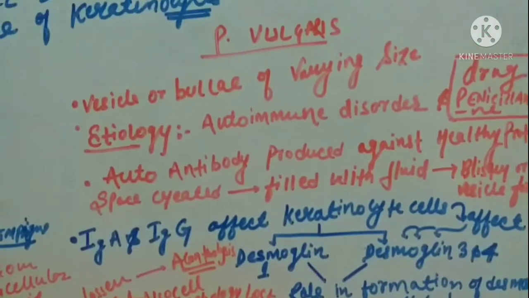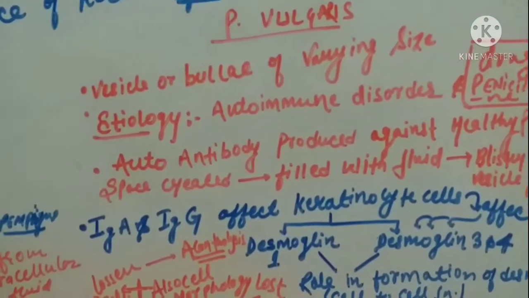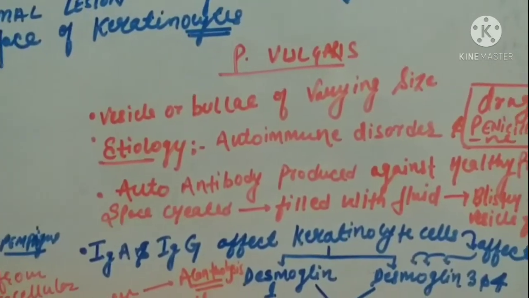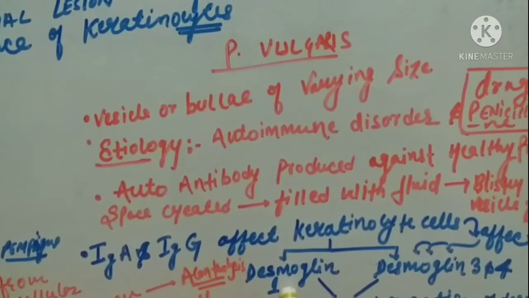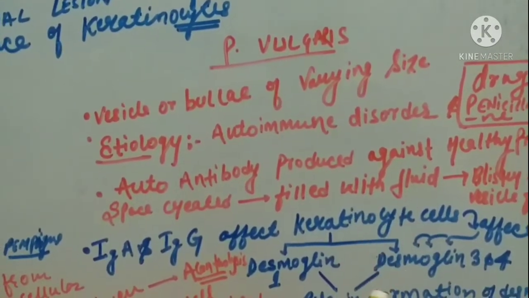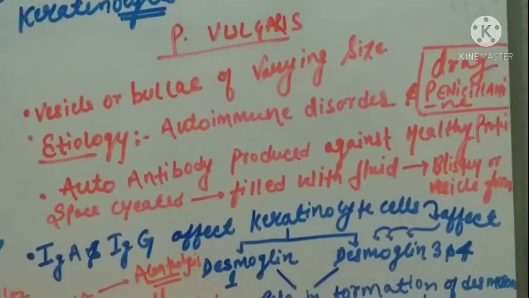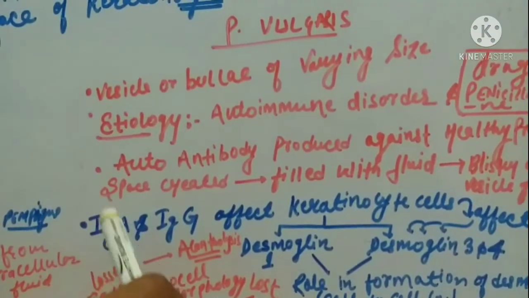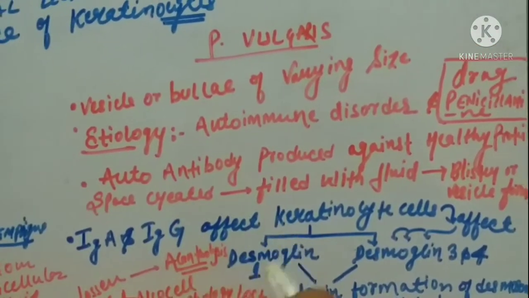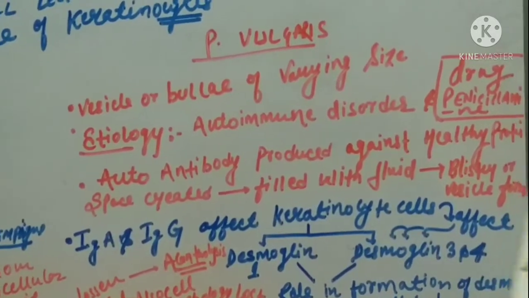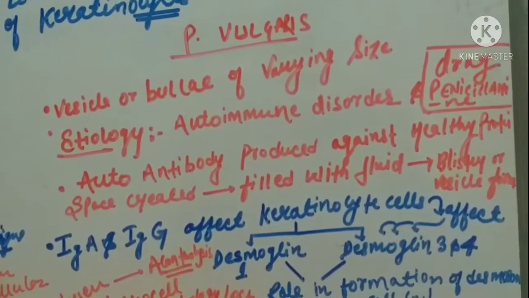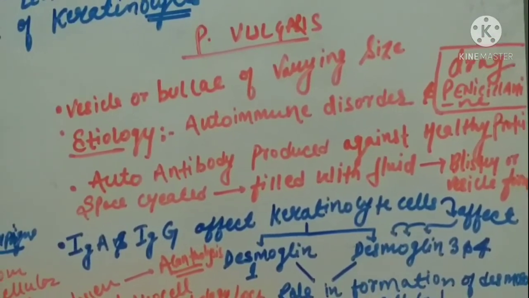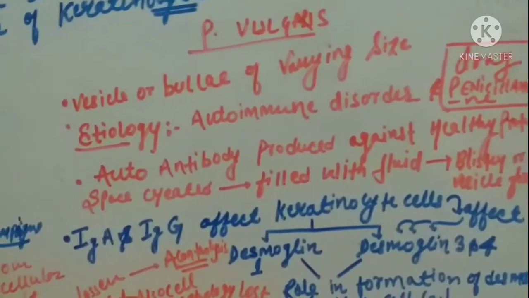What is a desmosome? The desmosomes are the junction between two cells. Two cells are interconnected with desmosomes. Desmoglein 1 and desmoglein 3 produced by the keratinocytes have a role in desmosome formation, that is, cell to cell junction. Now what is happening when the IgG antibodies are affecting the keratinocyte cell? The desmoglein 1, desmoglein 3 and desmoglein 4 are being affected, so the antibody is going to bind with the desmosome, so cell to cell adhesion is lost.